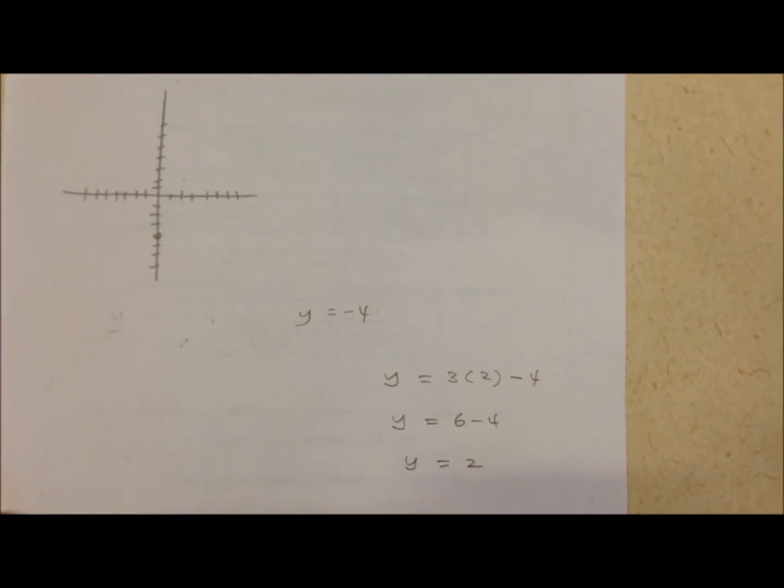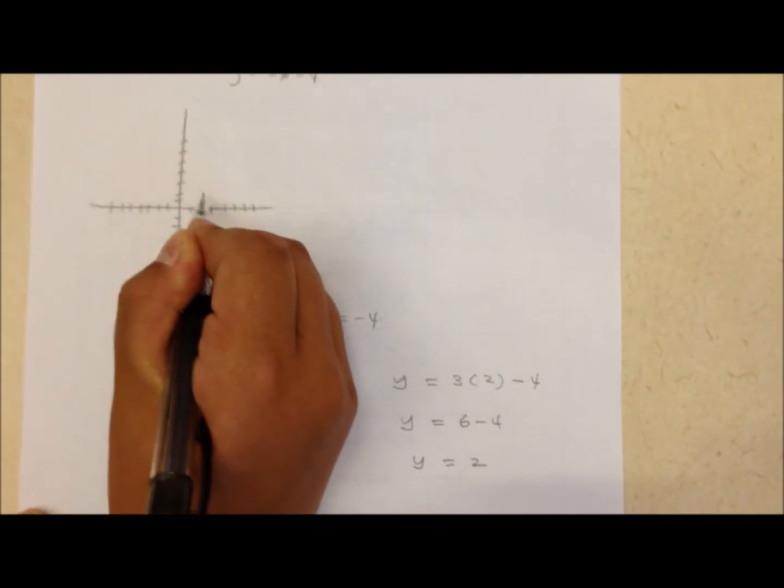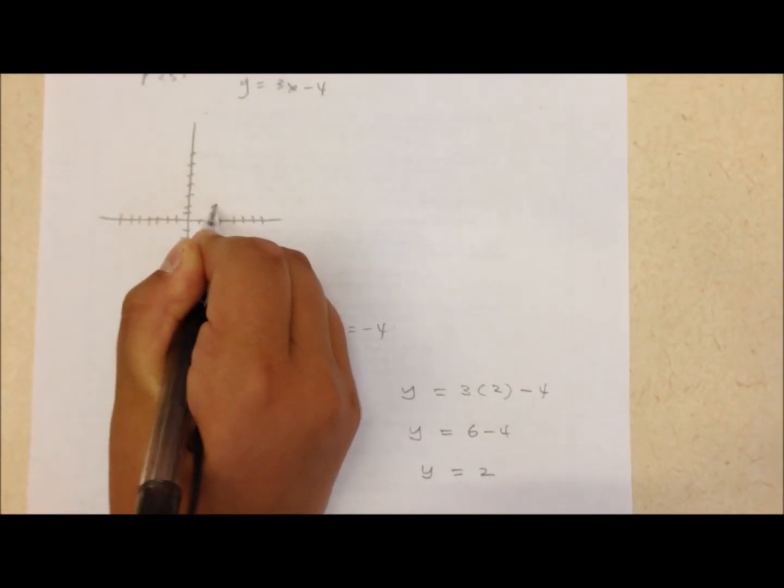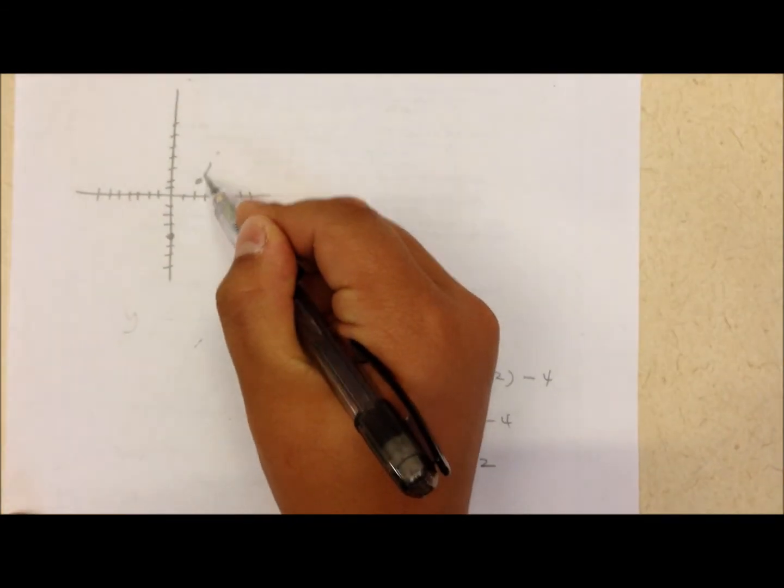Then you get the value of y, which is 2. Then plug the point that you just got back into the graph. Then connect both of the points, and you get your equation.